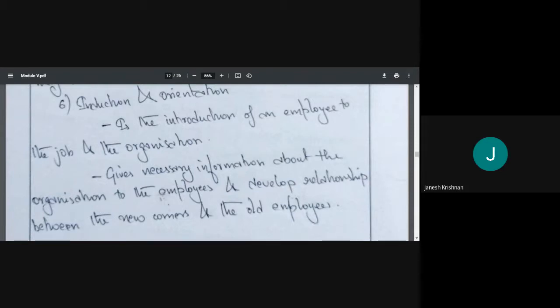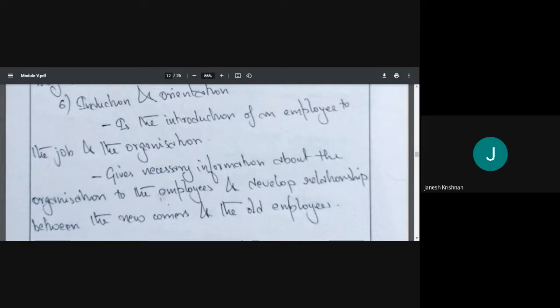Then necessary information about the organization is given, and it helps develop a relationship, because a newly appointed person may not know anyone in the office. So one person will come in. Whenever a new teacher comes in, your staff advisor will accompany her or him to the class and give an introduction: okay, this is your teacher. So they act as a bridge, right? That is induction and orientation.